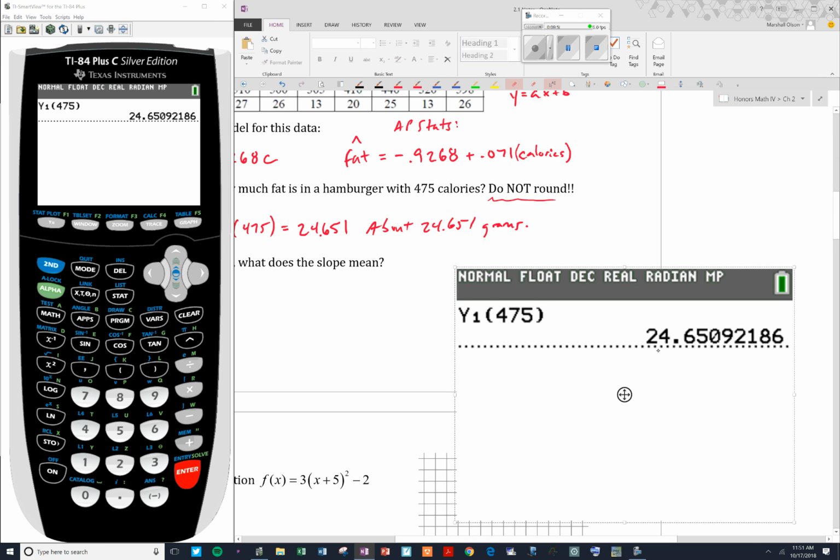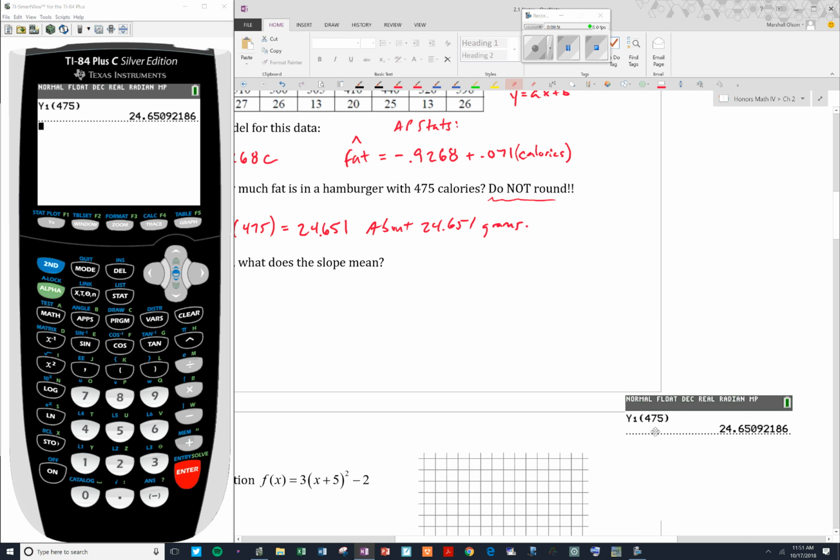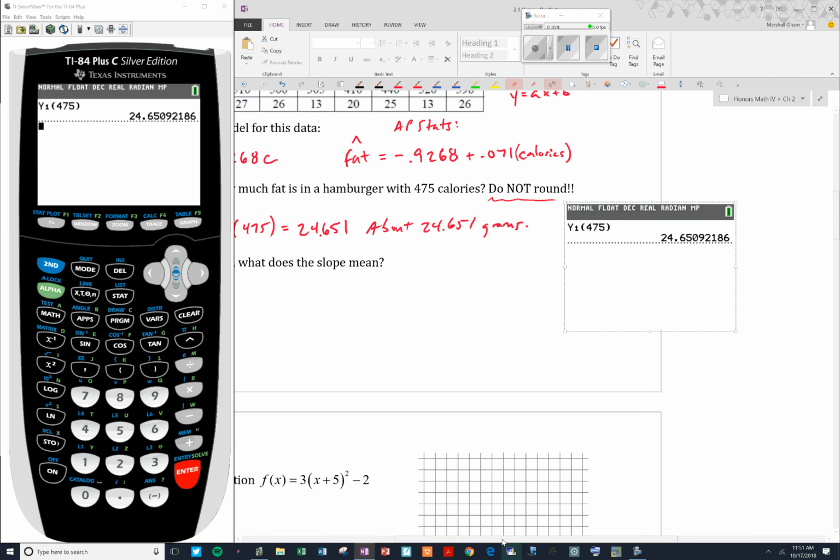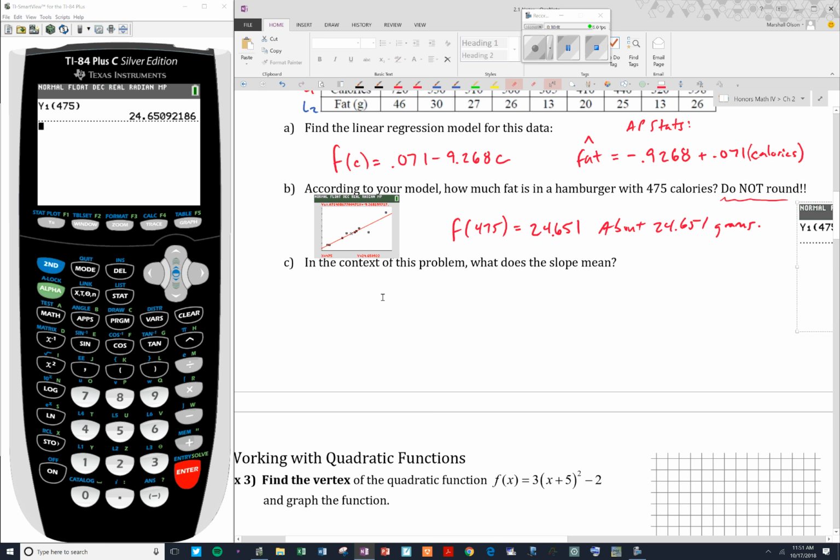So to answer that last question there, thinking about what it means in the context of the problem, what the slope means, that would be remembering that slope is a rate of change. It's change in y over the change in x, or delta y over delta x. Well, in this case, y is fat and x is grams. So this is kind of what your thought process is as you're writing this.